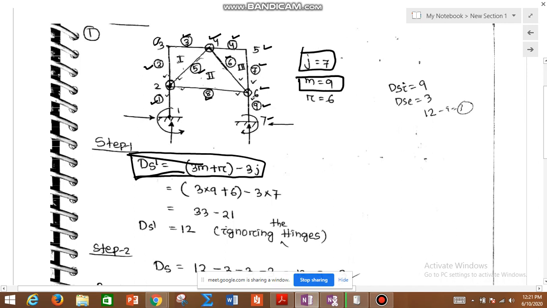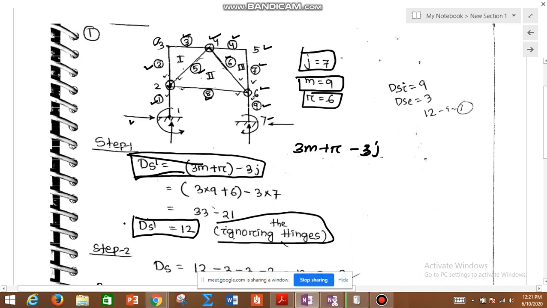What is the number of reactions? This is a fixed support, so 3 reactions, and here also 3. Total number of reactions is 6. Now if we use 3m plus r minus 3 into j and put in the values, we get the static indeterminacy as 12. So when we ignore the hinges, we find the static indeterminacy as 12.